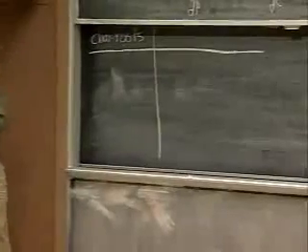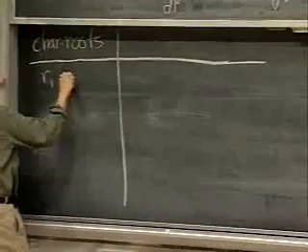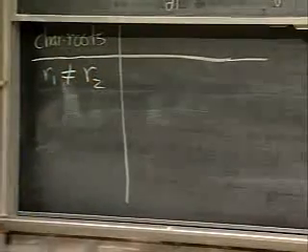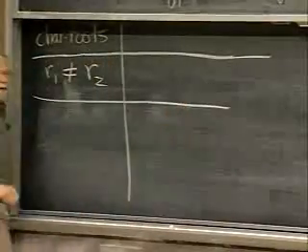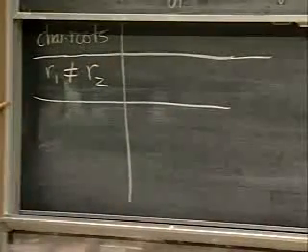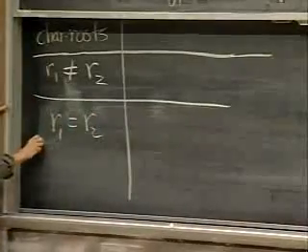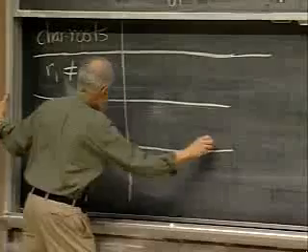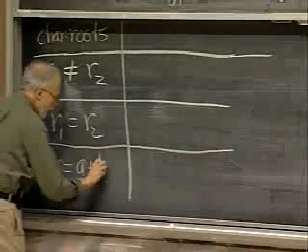Remember, there are cases. The first case is they're real and distinct, R1 not equal to R2. Real and distinct. What are the other cases? Well, R1 equals R2. And then there's the case where they're complex. So I'll write it R equals A plus or minus BI.